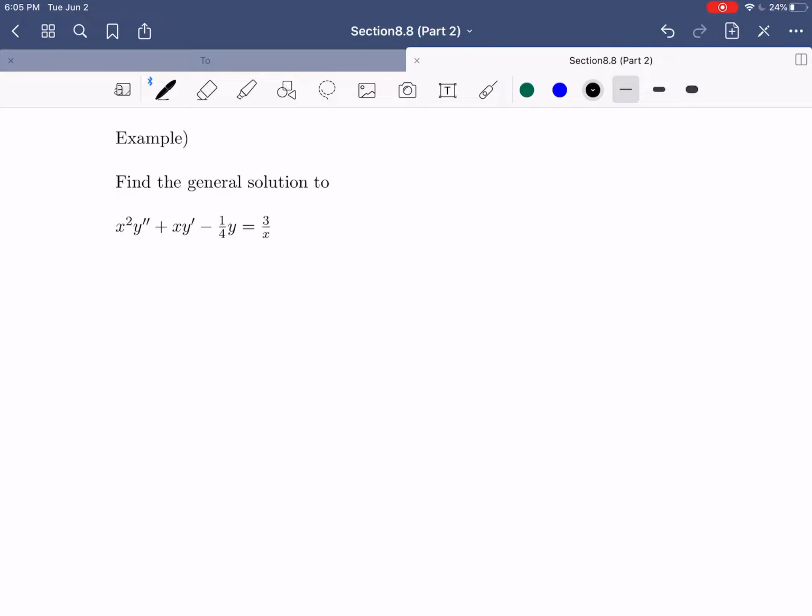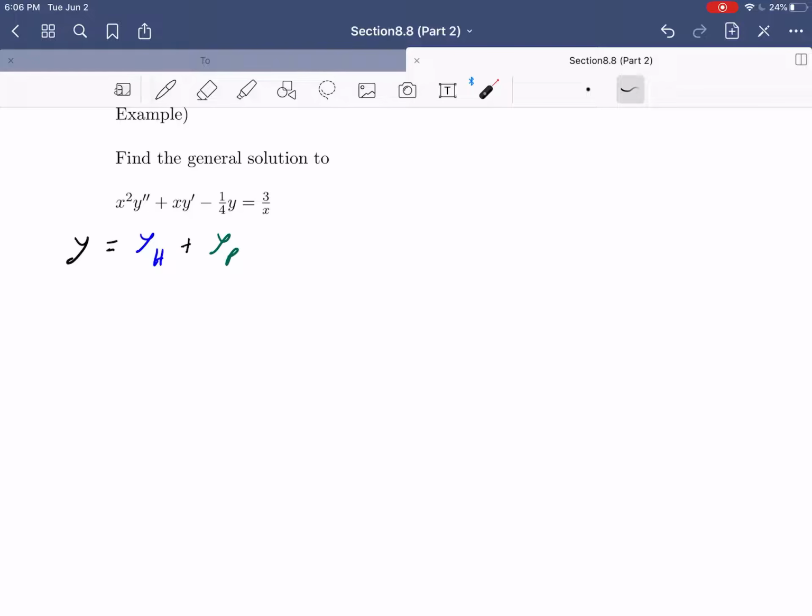However, we know that in general, what is this going to look like? We know our general solution is going to be that y homogeneous plus that y particular. So we know that that's how we should approach it. Try to figure out the homogeneous solution and the particular solution. Okay, so let's start with the homogeneous.